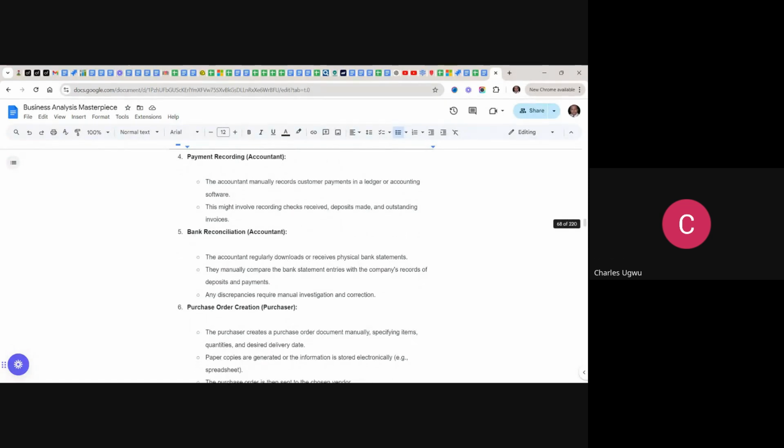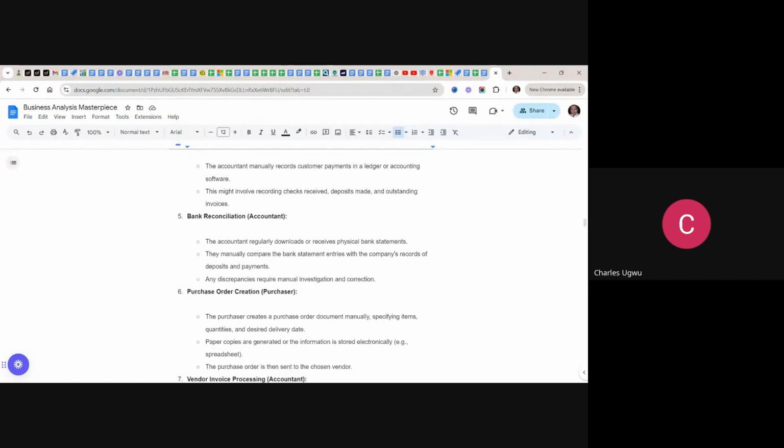The accountant does that. The accountant regularly downloads or receives a physical bank statement. They manually compare the bank statement entries with the company's record of deposits and payments, which is the invoice within the sales department. Any discrepancies require manual investigation and correction. This is what the accountant does. Now, payment is made, money has gone into the account, this money has been verified and corrected, so the company has money in its bank account.